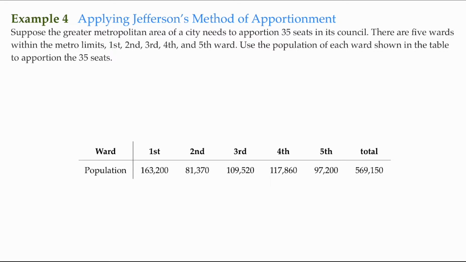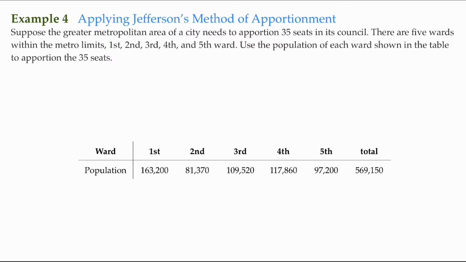In this example, we are going to use Jefferson's method of apportionment, and it's named after President Thomas Jefferson. His method is similar to the first three steps of Hamilton's method, but then it deviates from there. So this problem says, suppose the greater metropolitan area of a city needs to apportion 35 seats in its council.